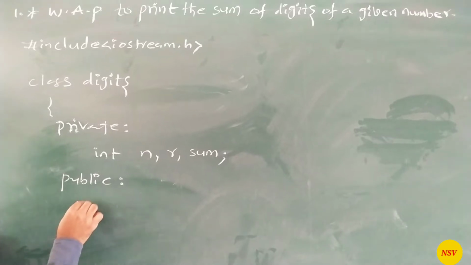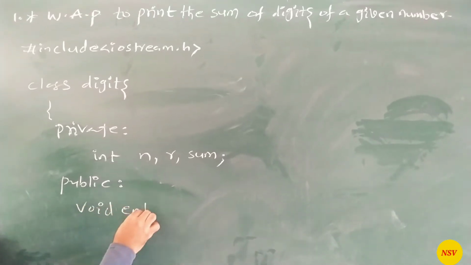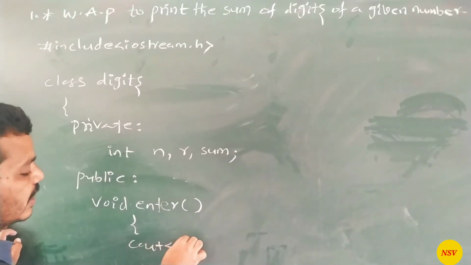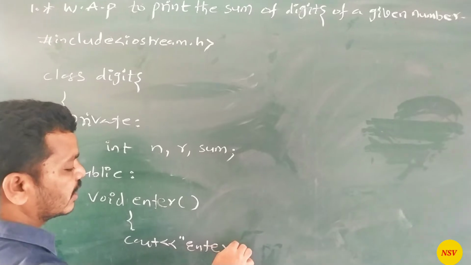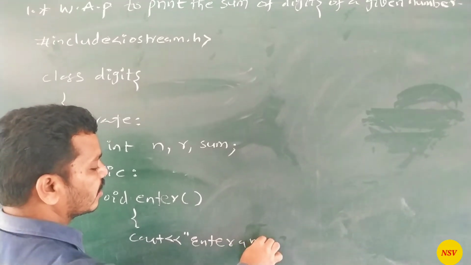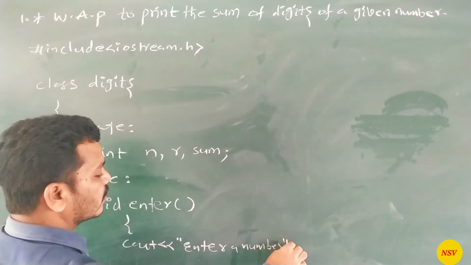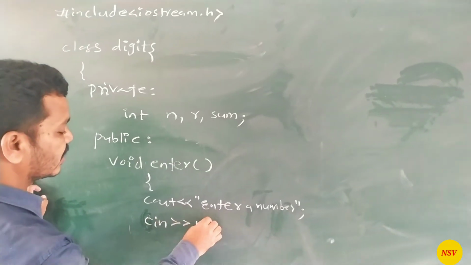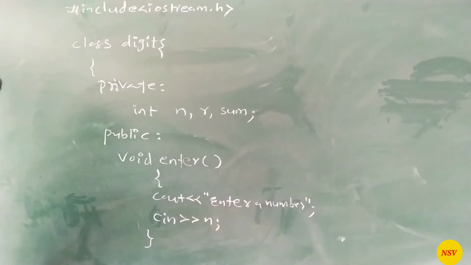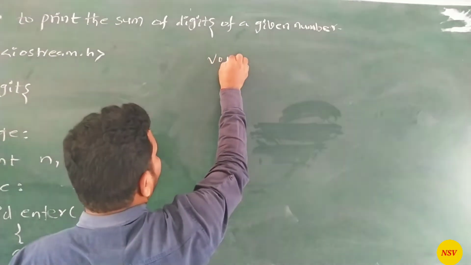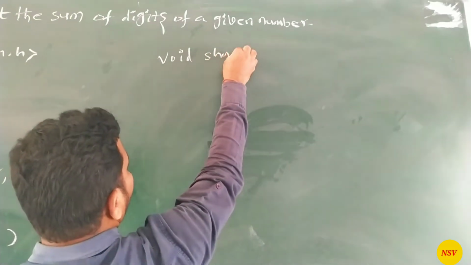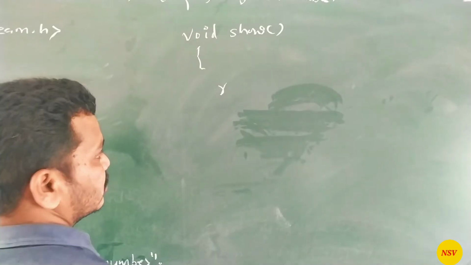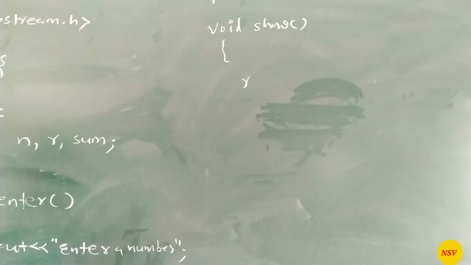Here, void enter function, because we enter a value. So now cout enter a number. Next, cin and the n value is entered. Next, void show function. What is the result after calculation? Show. So now we have to find out the r value, that is the remainder value.